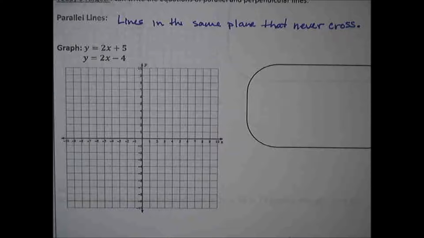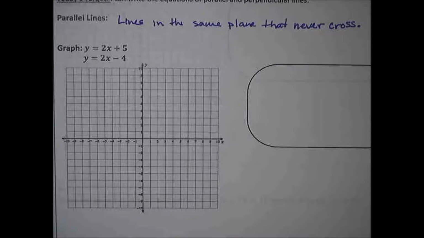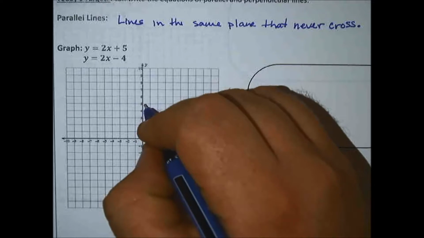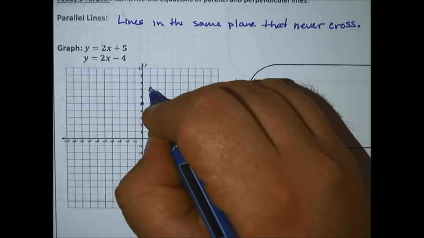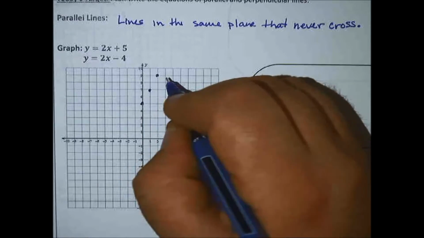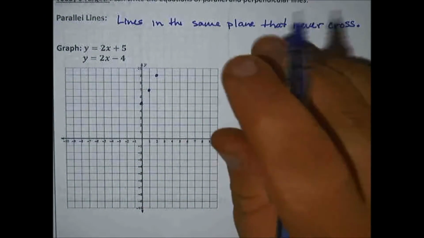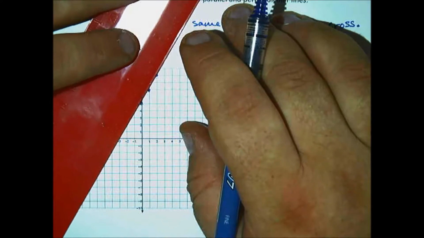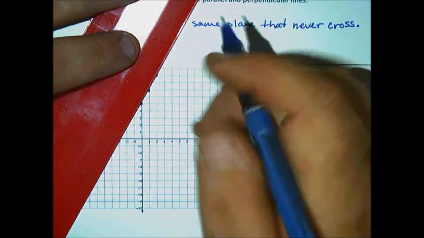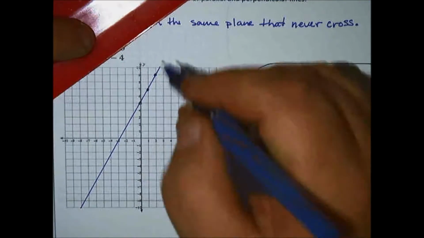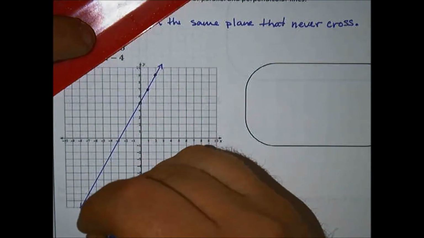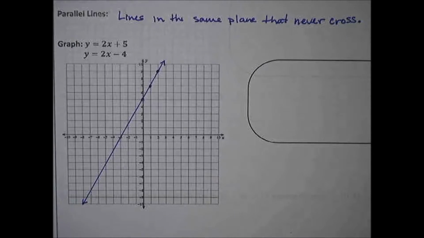Now, what I want to start off by doing is to graph these two lines and look a little bit at them. So the first one starts at positive 5, goes up 2 and over 1. I'm going to do that one more time, give myself a better idea of what it does. And I will graph that line. Make sure to go from edge to edge. That's what Mr. Gall likes.